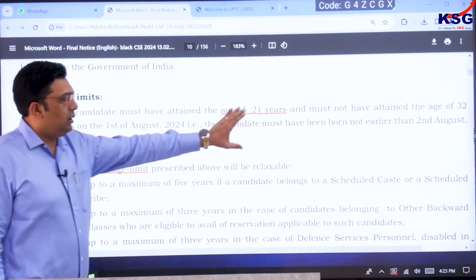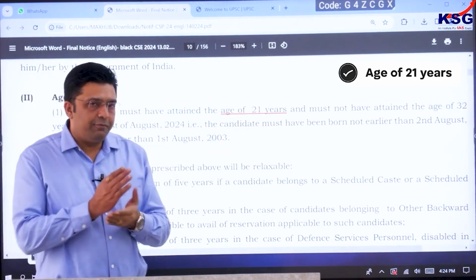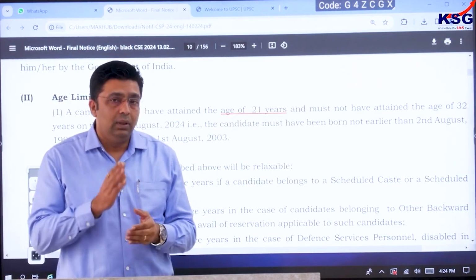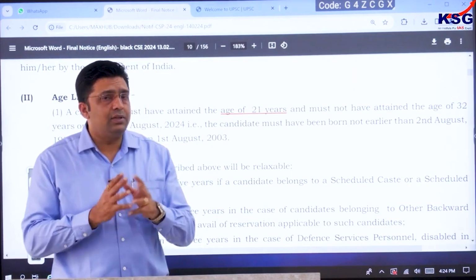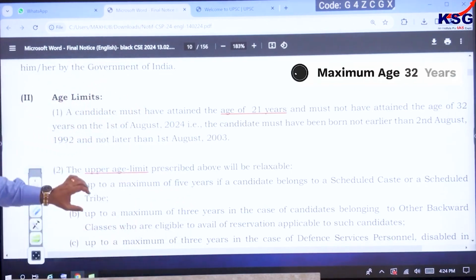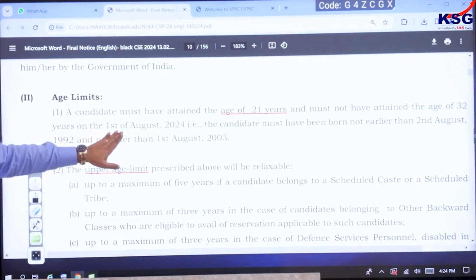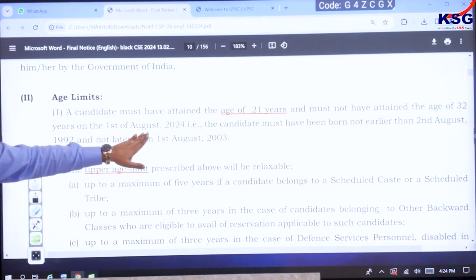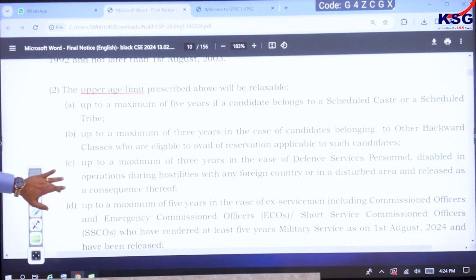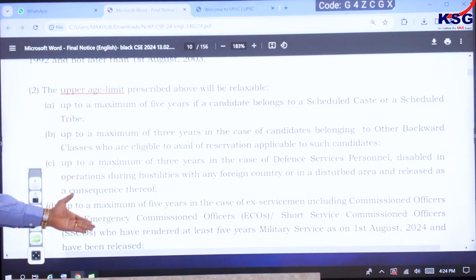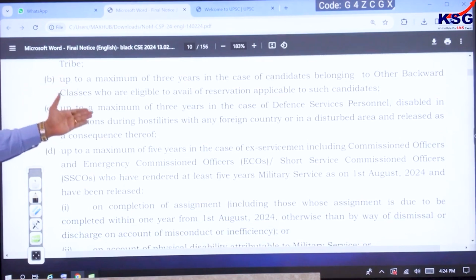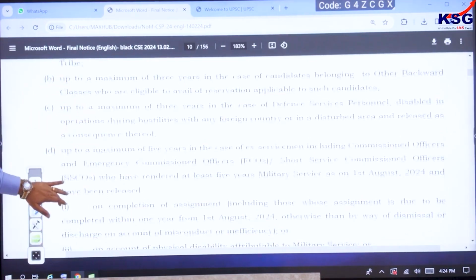See, a candidate should be 21 to give the exam on 1st August of 2024. If you are turning 21, then you are eligible to apply. At the same time, maximum age is 32. Okay. So to count, you will take in the criteria of the date of 1st August 2024. There are certain relaxations for people belonging to different categories. Okay, so even exemption or certain relaxation is given to people in terms of defense services also.